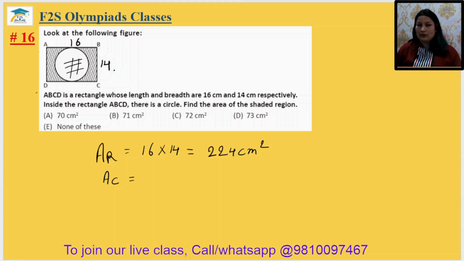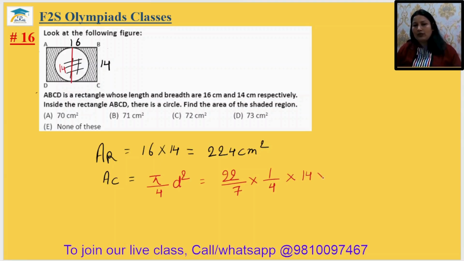Now area of the circle is equal to pi r square or it is pi by 4 d square, if diameter is given. So here we can see from here to here the length will be equal to the breadth of the rectangle. This will be also your 14 centimeter. So here we can write pi by 4 d square. So this is your 22 by 7 multiplied by 1 by 4 multiplied by 14 multiplied by 14. 7 2s are 14, 2 2s are 4, 2 7s are 14. So 22 multiplied by 7 you will get 154.